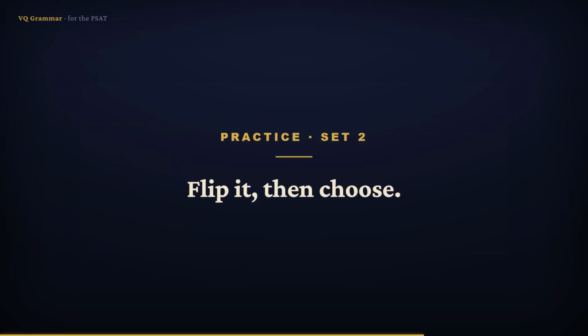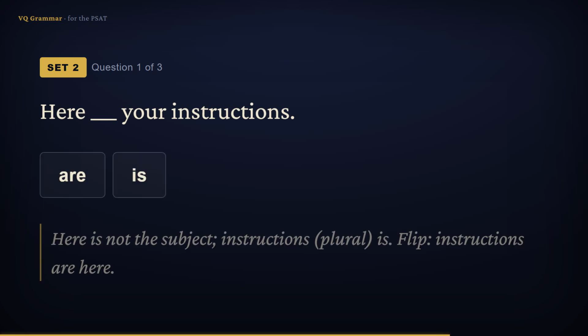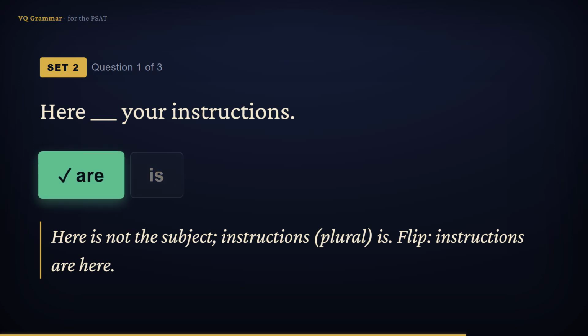3 more. Now the sentences are inverted, or are questions. Flip each one into a plain statement. Find the subject and choose the verb. Pause and try each one. Here blank your instructions. Here can never be the subject. Flip it. Your instructions are here. The subject is instructions, which is plural, so the answer is are.